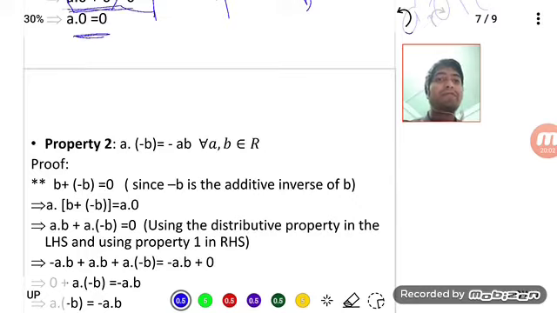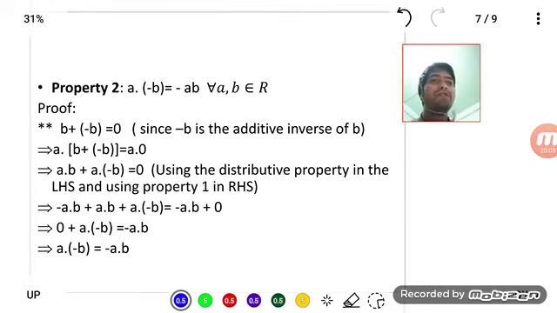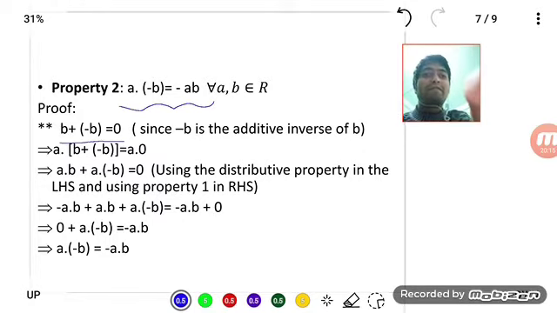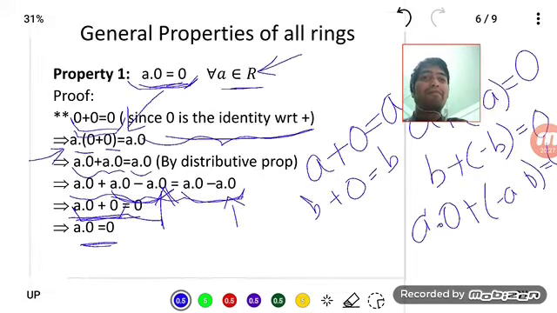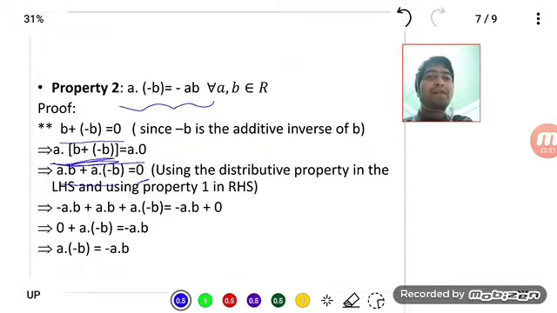And this is property 2. Again, with property 2, you have to remember the first line. Just go through this. The first line is b plus minus b is equal to 0. We have to prove this. Multiply by a on both sides. We will have this. Use the distributive property here. You will be having this. A dot 0, we know that it is 0 by property 1. Property 1 says that a dot 0 equal 0.